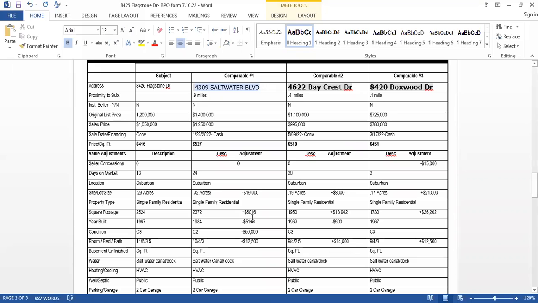But the way I came up with these numbers, I'm just going to do a quick reverse math on it. On the first one, it is 2,372 square feet. I subtract the subject property of 2,524, I get negative 152. So if I take 5,016 divided by negative 152, hang on. Then I didn't do that right. Hang on, I'm sorry, guys. It's 33 bucks a square foot. So I just kept everything at 33 bucks a square foot on this.